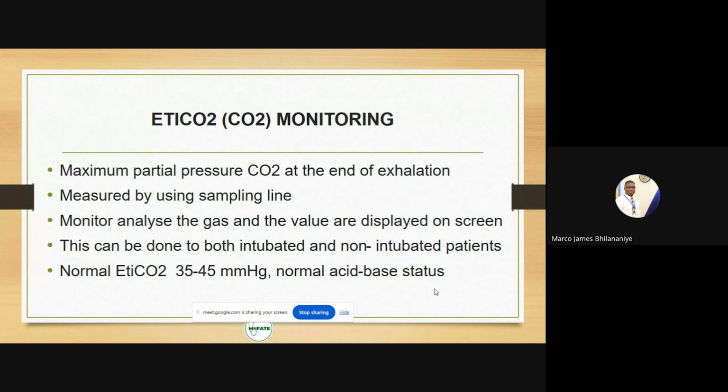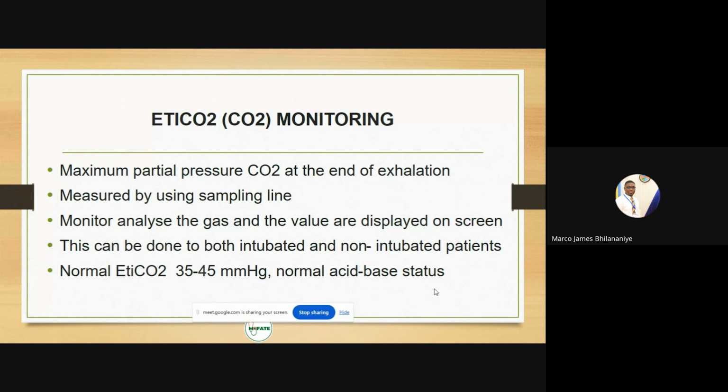Usually, even the effectiveness of ventilation is measured by using oxygen saturation. Well, you might ask somebody, so why is this patient doing this? Well, the patient is saturating well, regardless of the work of breathing and other features of distress and so on. So it is measured by using a sampling line, and this monitor analyzes the gas and the value is displayed on the screen.